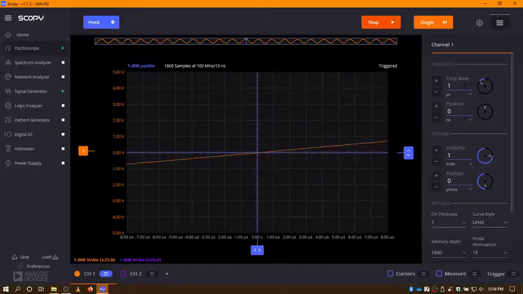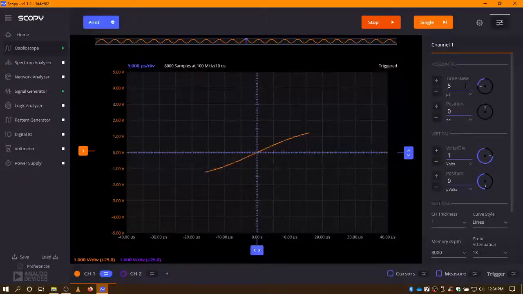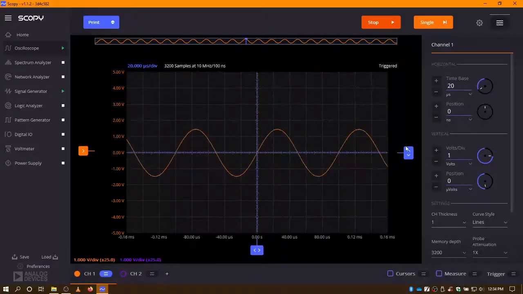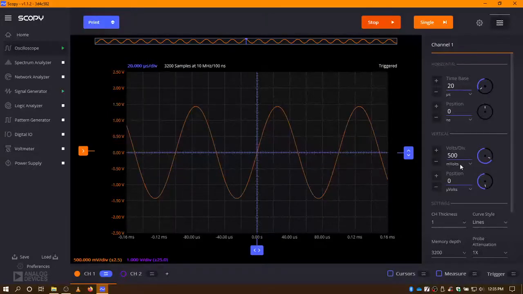Now, because I'm not seeing the full waveform, I have to adjust my time base. Since it's a 10 kilohertz signal, I'm going to increase that to at least 20 microseconds. You could go up to 50 microseconds, but I think we'll stick with the 20 microsecond setting. The rule of thumb is you want at least 3 cycles of the waveform on the screen. That way you verify that you have valid data. One other rule of thumb is you want to take as much of the vertical space as possible. Right now it's set to 1 volt per division. I'm going to set that to 500 millivolts per division.